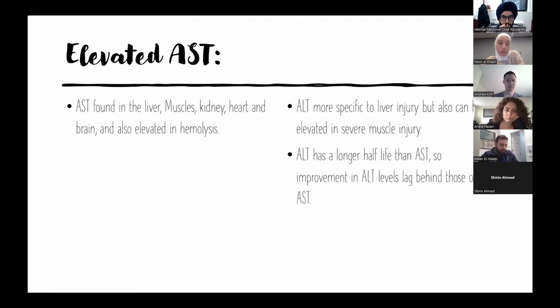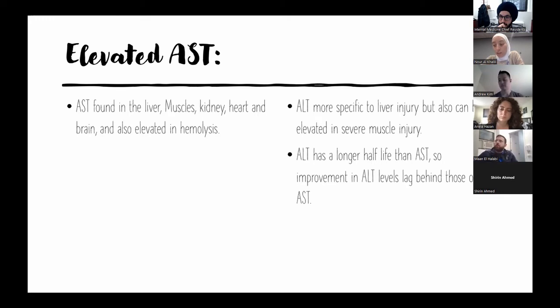So just keep in mind AST is usually found in the liver, muscle, kidney, heart, and brain, and also elevated in hemolysis. ALT is more specific to liver disease, but also can be elevated in patients with severe muscle injury, just like this patient.